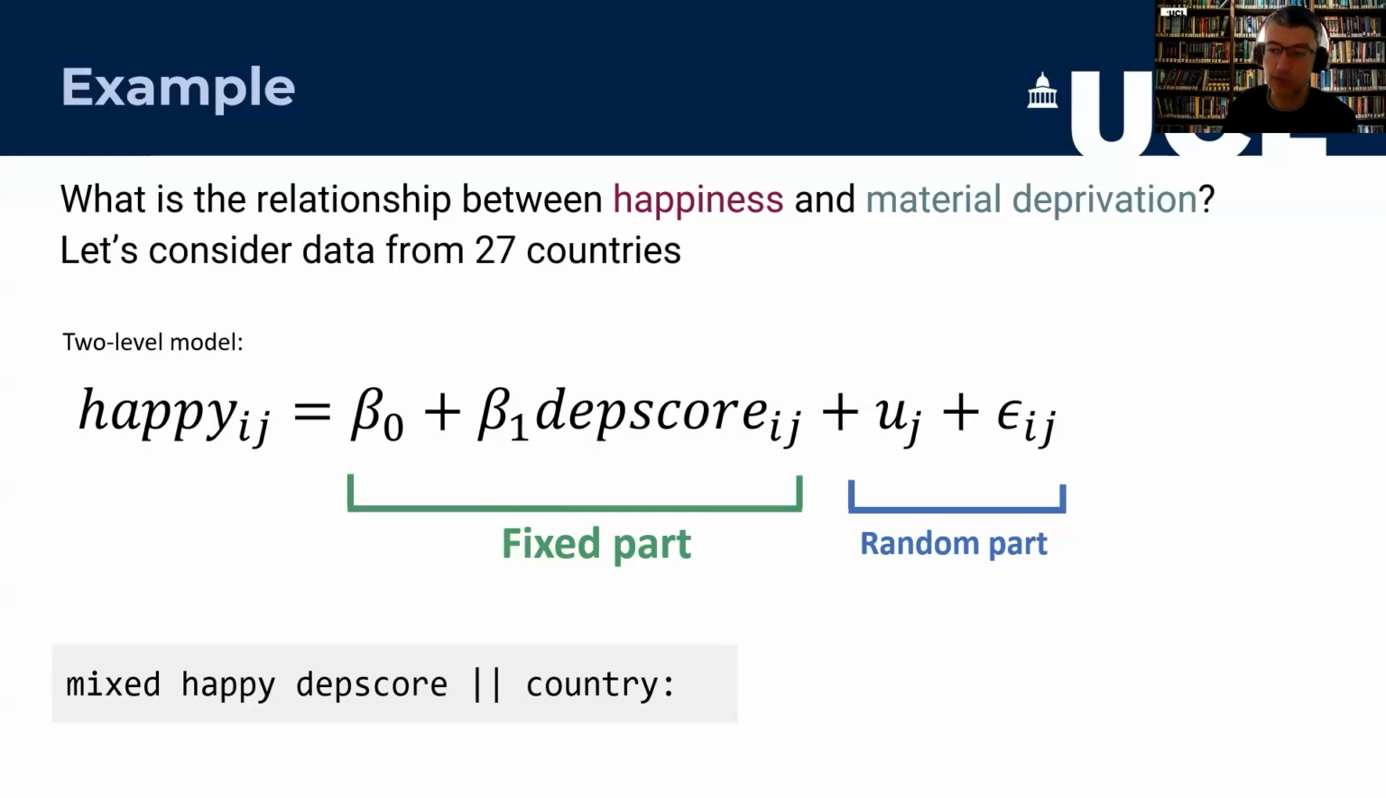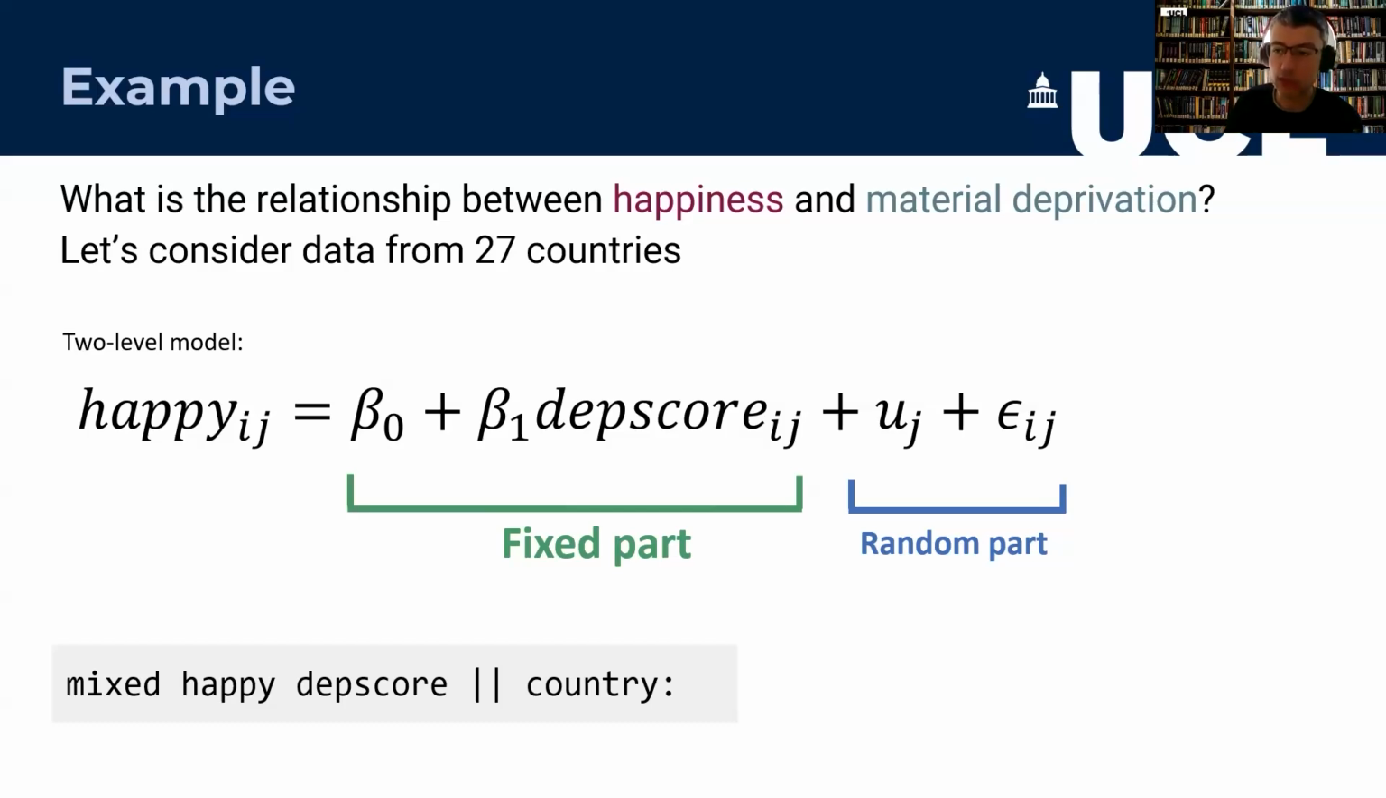So in this case, we're going to go very simple. We will just assume that we're interested in the relationship between two variables. Actually, I can see here that I've written depression score and material deprivation. So I apologize, this should be depressive scores. So let's assume that we have 27 countries and that we are interested in the relationship between happiness and depression. And we only have two levels.